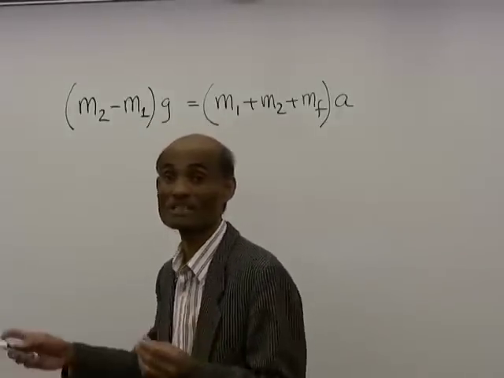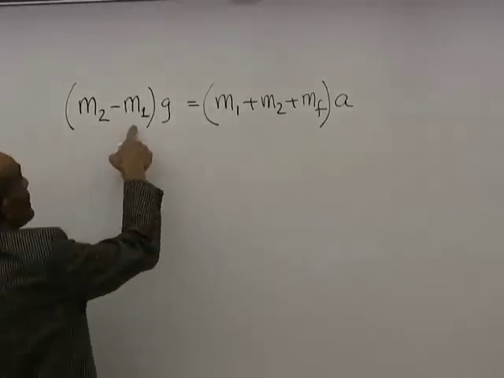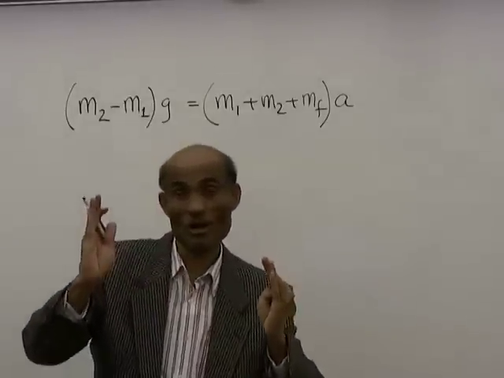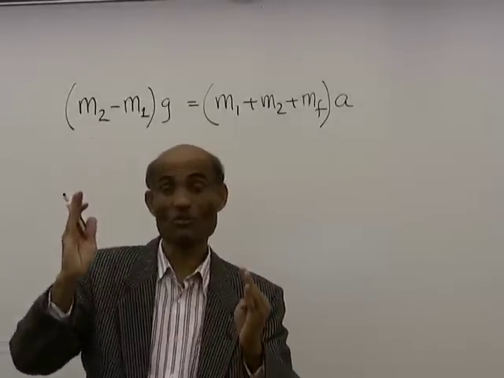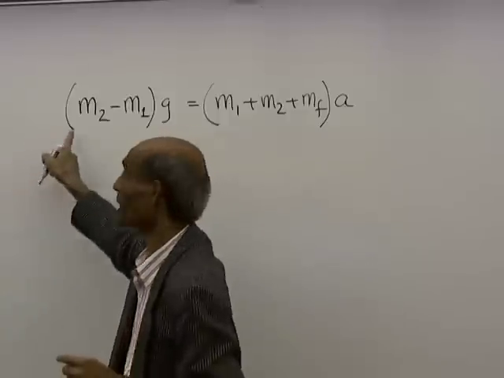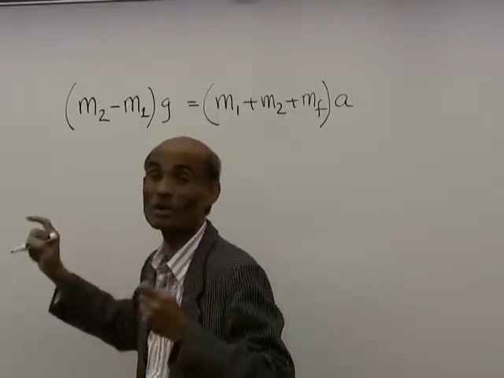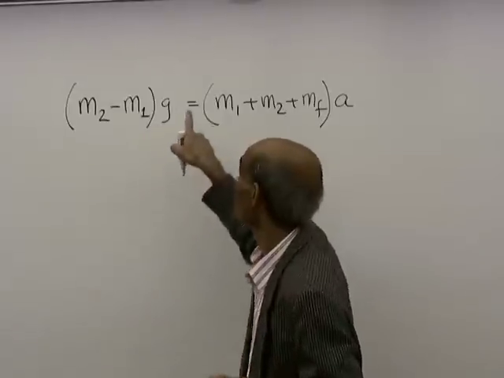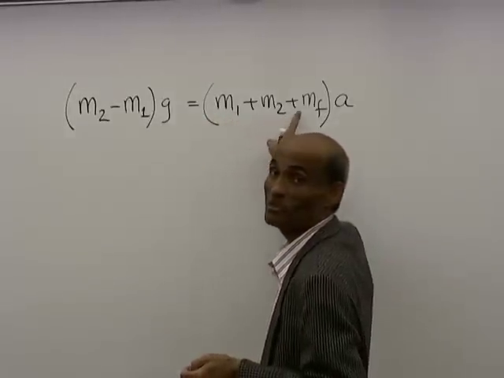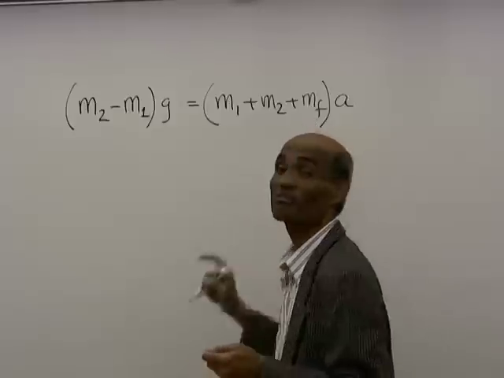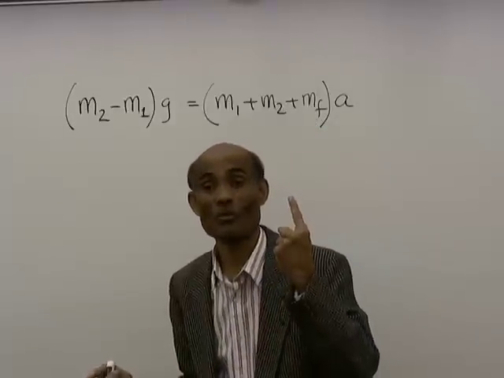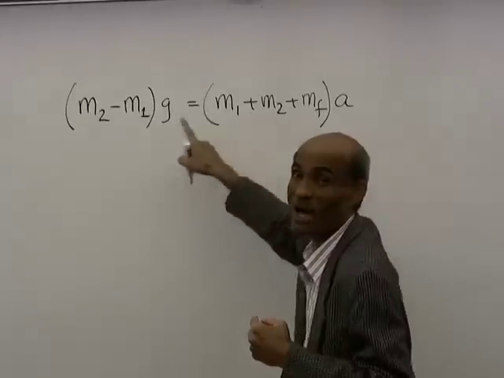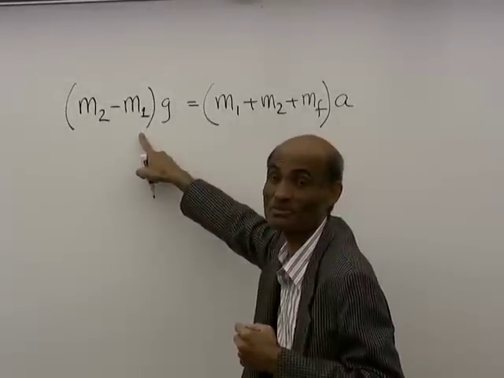In the first part of the experiment, we kept the net force, M2 minus M1. It is the M2 minus M1 that provides the net force for the system to move. We kept that a constant. M2 minus M1 was 10 grams right through the experiment. What did we change? We changed M1 plus M2 plus MF. But MF right through was 1 gram. So the total mass moving was this, under the action of this net force.